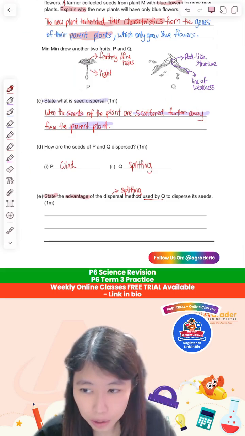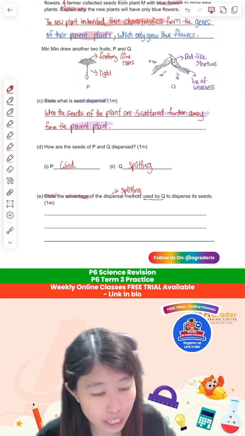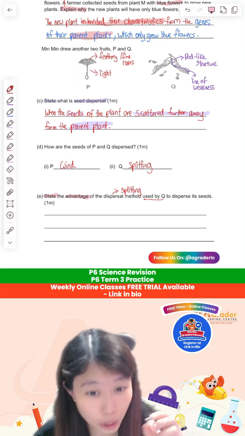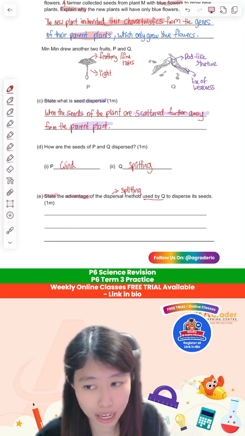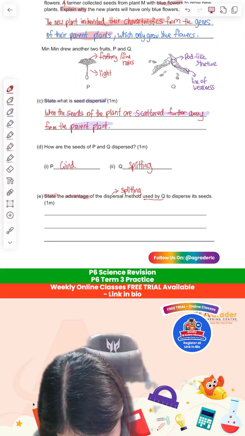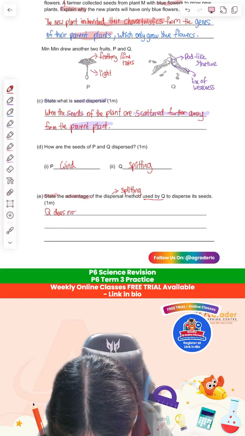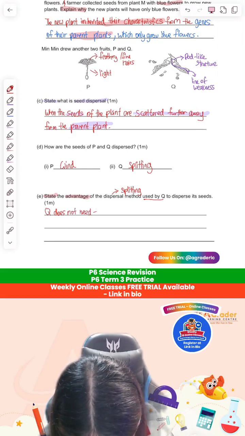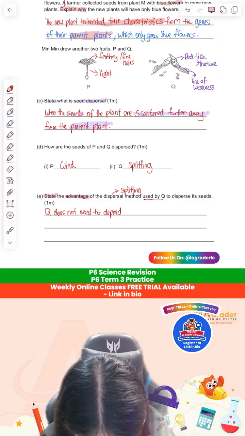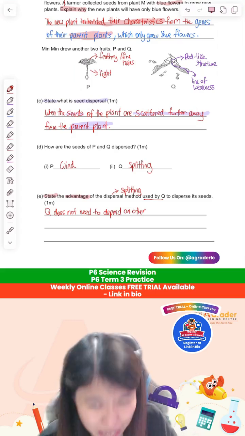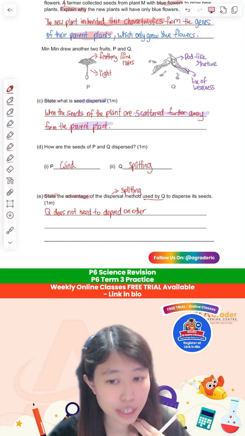So over here, we can say that splitting also can shine. I've got to write it down. Some school teachers are very strict, so add in examples like wind and animals. So you can say that Q does not need to depend on other. Some schools say depend or rely, either is fine. Yes, you can use depend also.